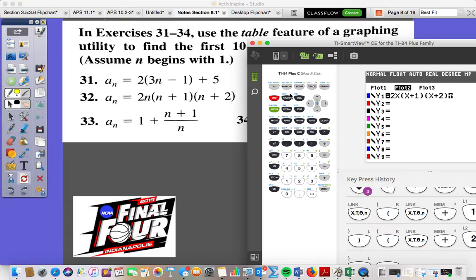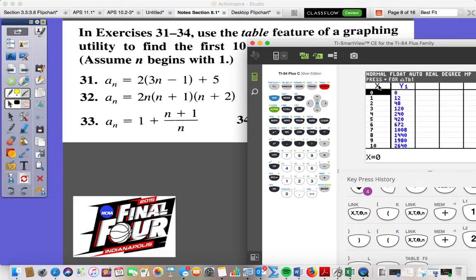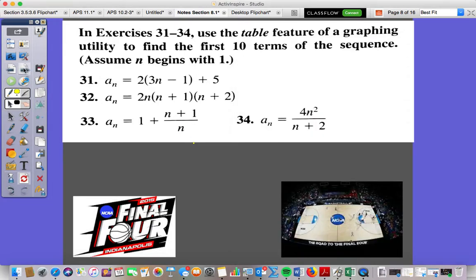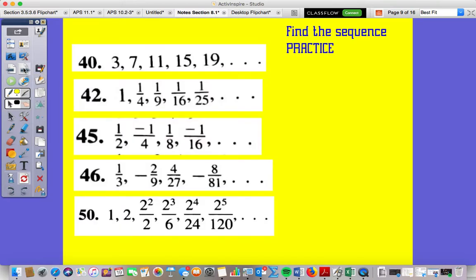And then again, we'll go to second graph. We'll go to our table. So when we plug in 1, we get 12. Plug in 2 for our second term, we get 48, 120, 240, and 420. And so those are some ways that we could plug in our calculator to get the specific terms of our sequence. Really, it should be going from 1 all the way to 10. Be careful. When it says n begins with 1, make sure you identify with that before going forward.